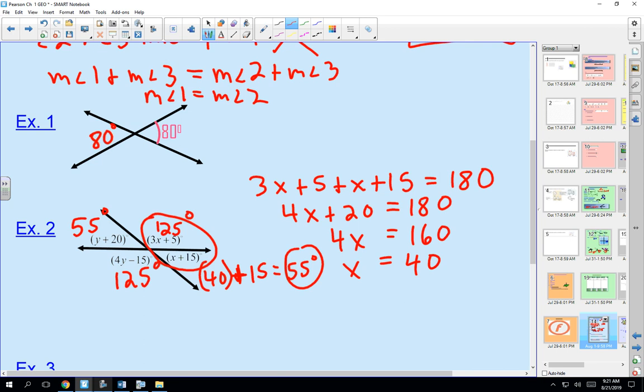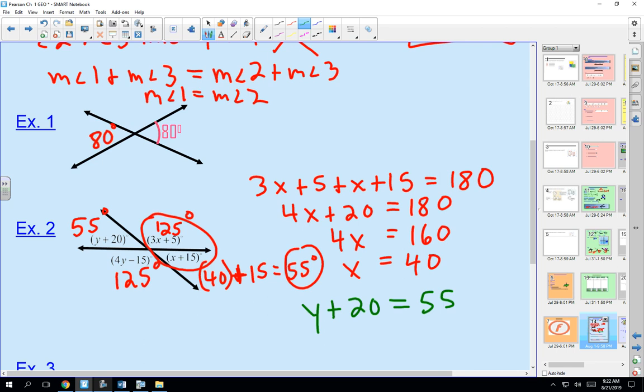Probably the easiest equation to solve for y would be this one right here. Y plus 20 has to equal 55, right? Y plus 20 has to equal 55. Could I have done that in a different way?